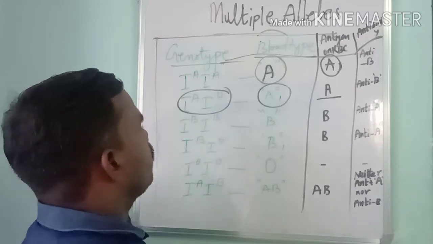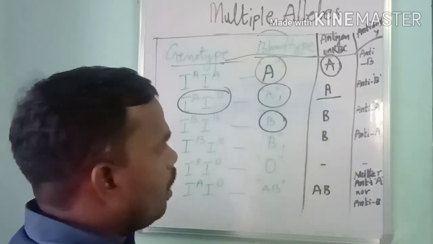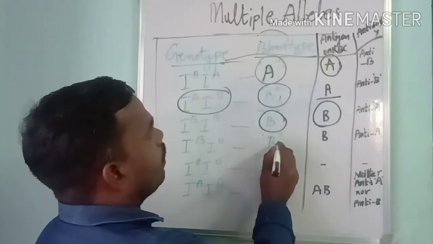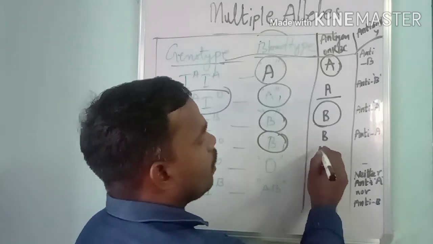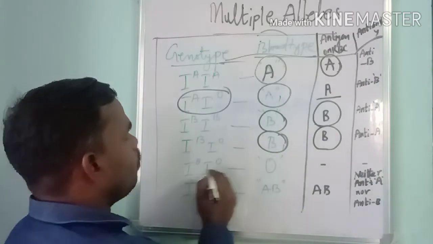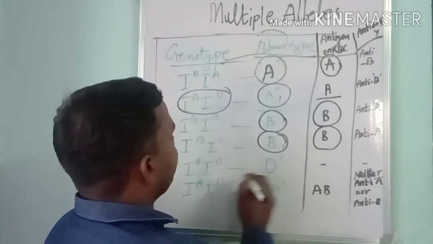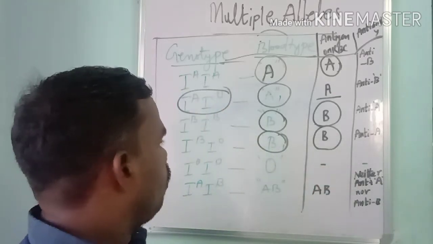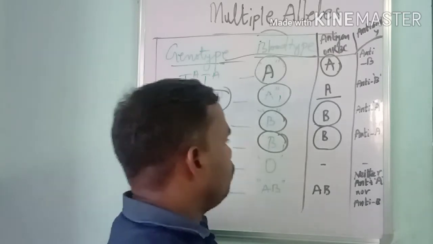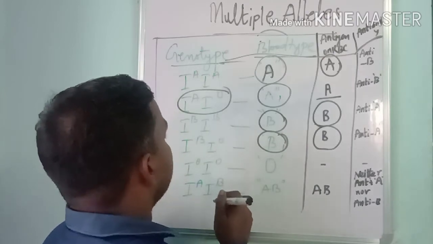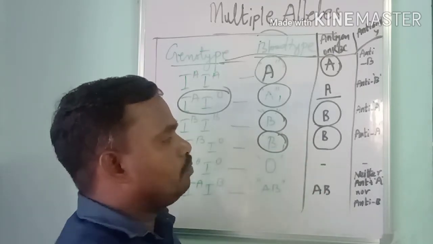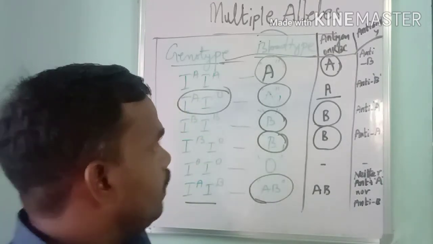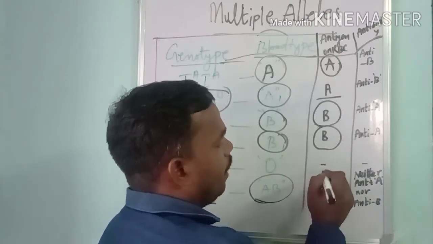Okay, IB homozygous alleles indicate blood type B. The antigen found on the RBC is B. IBIO alleles indicate blood type B. The antigen found on the RBC is antigen B. In case of IO alleles, they don't have these antigens on the RBC surfaces, so they have neither A nor B. So IO alleles indicate blood type O. Here IA and IB alleles indicate blood type AB, and the antigens found on the RBC are antigen A and antigen B.